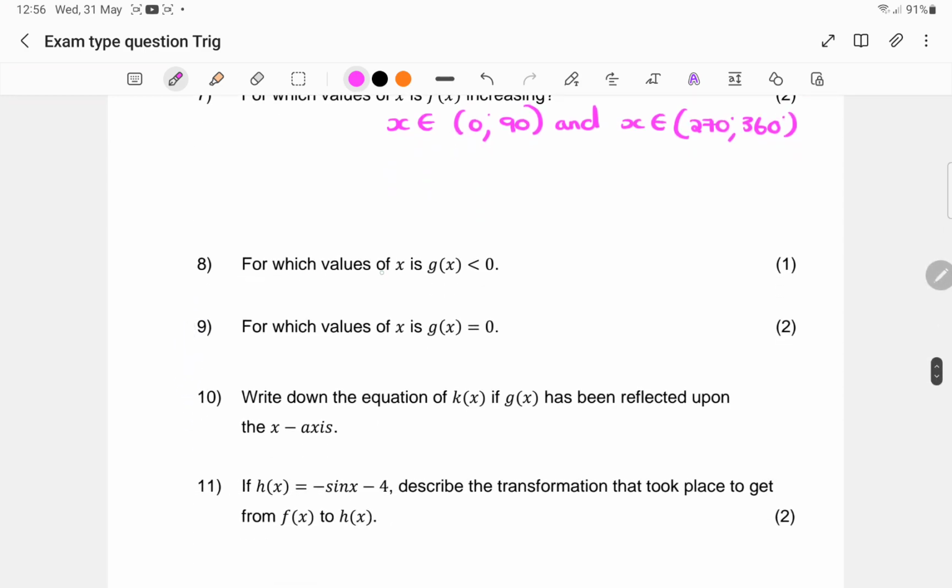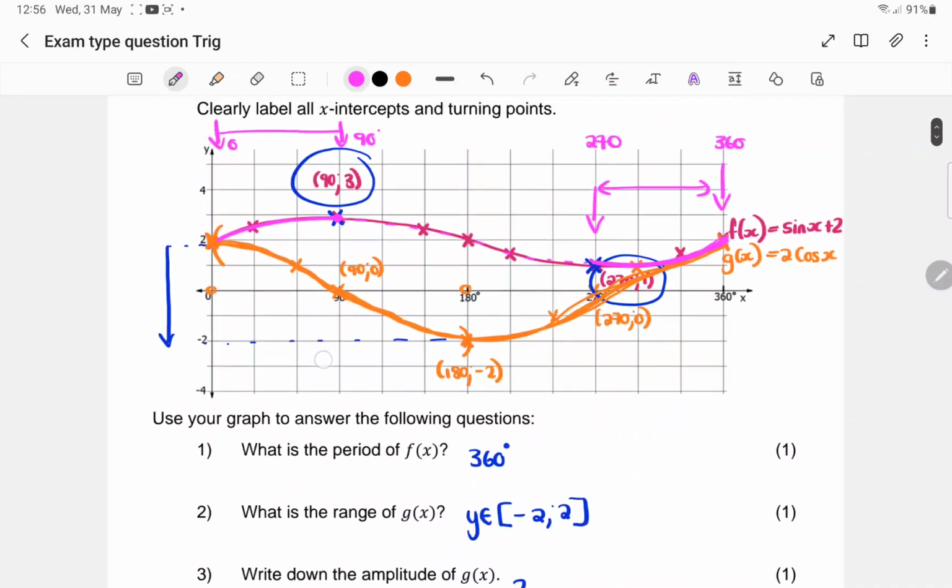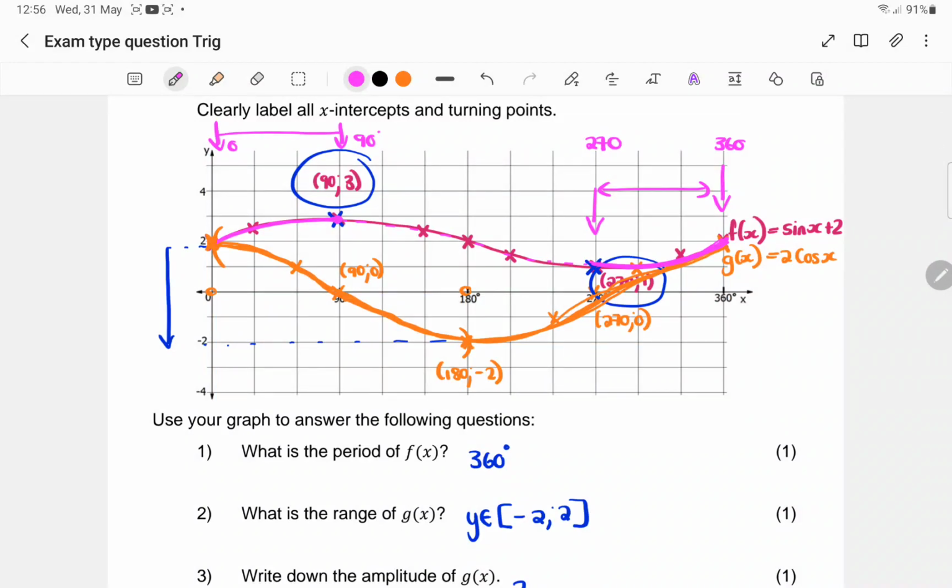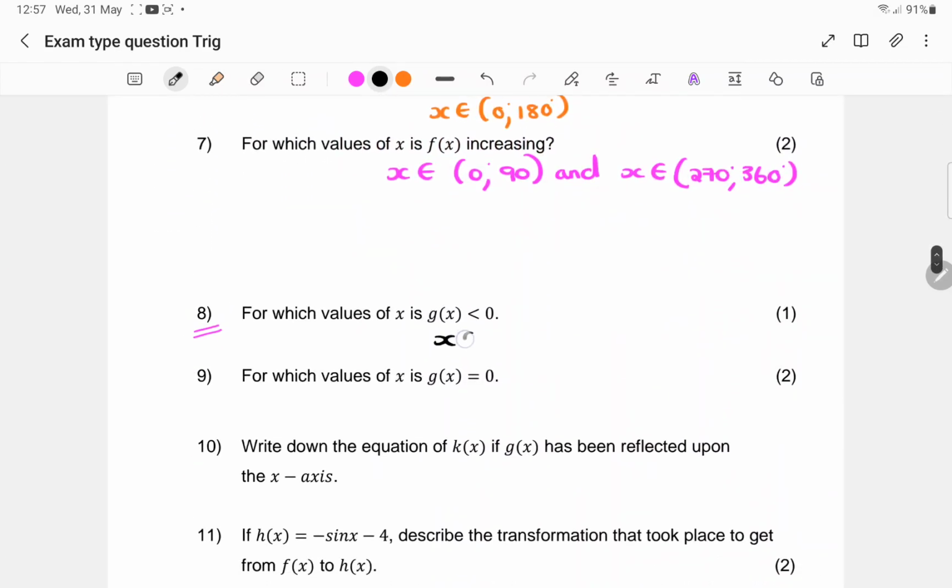All right, for which values of x, number 8 over here, is g of x smaller than 0? So g of x, where is it smaller than 0? If you just focus on the orange graph, where is it below the ocean line? If I take the x-axis as my ocean line, my horizon, sticking out from above the water, where is it below the sea? Can you see this part is where it is under the sea? I'm going to start singing again. From 90 to 270. Okay, so x is an element from 90 to 270.